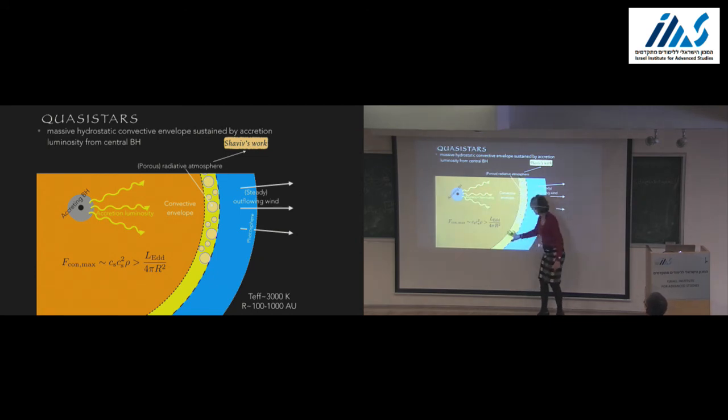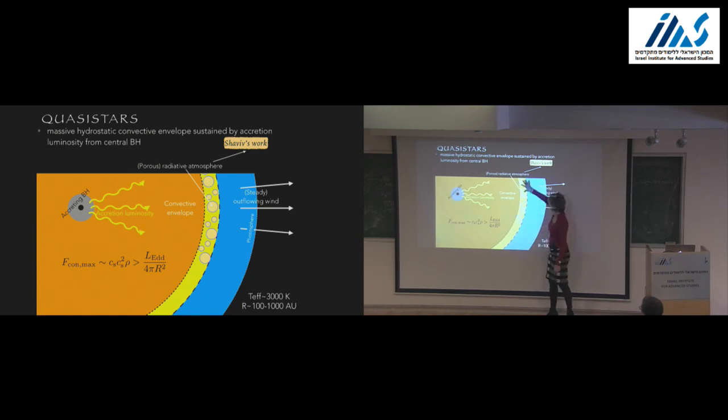And then it gets to the radiative layer, where suddenly the convective flux reaches its maximum. And now radiation has to be transported radiatively. And matter realizes that this flux is super Eddington. What do I do? And so the idea is that you form photon bubbles. So the atmosphere is porous, and radiation escapes through holes.